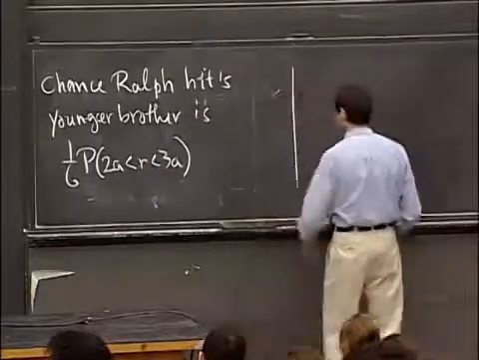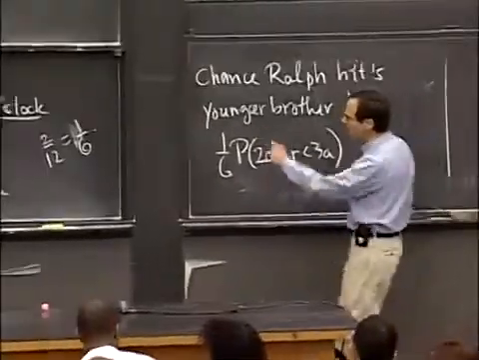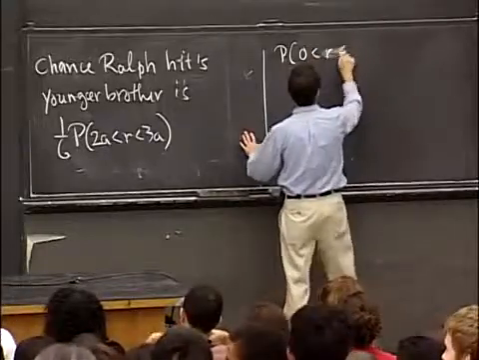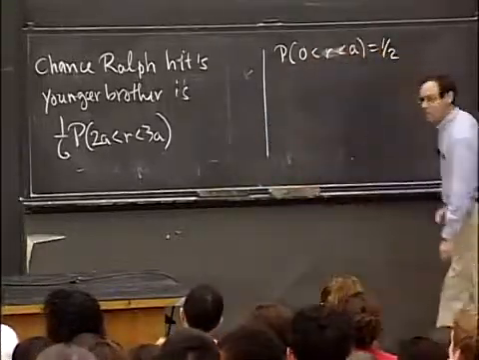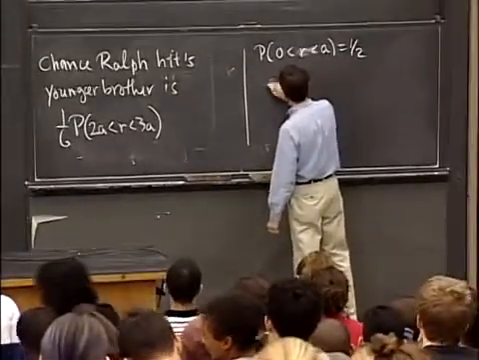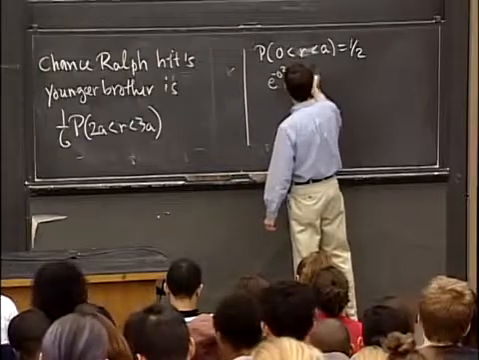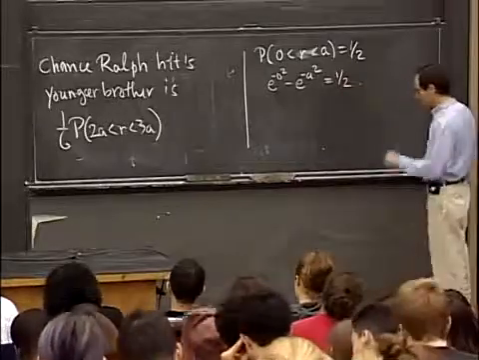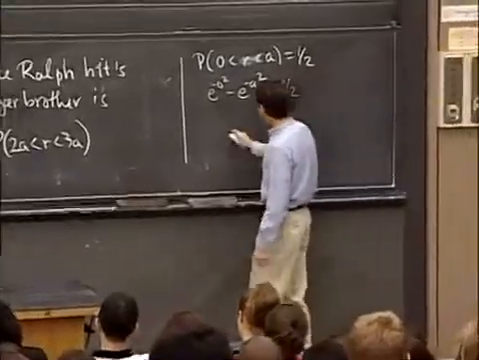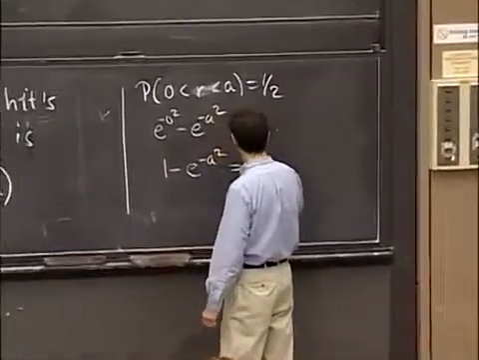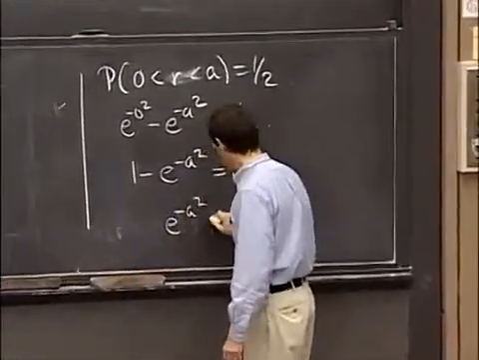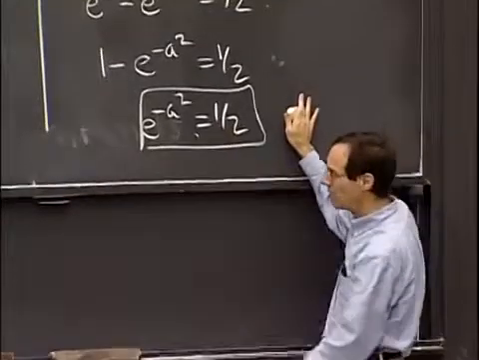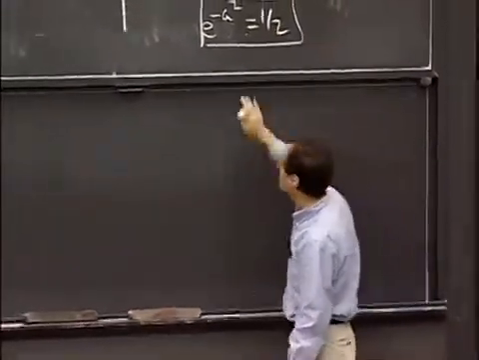So maybe I'll leave myself a little bit of room. I have to figure out something about what our information gave us, which is that this probability was a half. So let's remember what this is. This is going to be e to the minus 0 squared minus e to the minus a squared. That's what this probability is, and that's equal to a half. So that means that 1 minus e to the minus a squared is equal to a half, which means that e to the minus a squared is a half. I'm not going to calculate a. This is the part about the information about a that I want to use. So that's what I'll use.